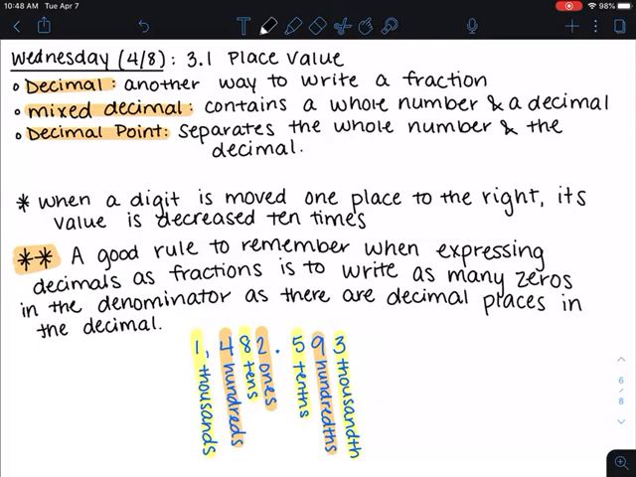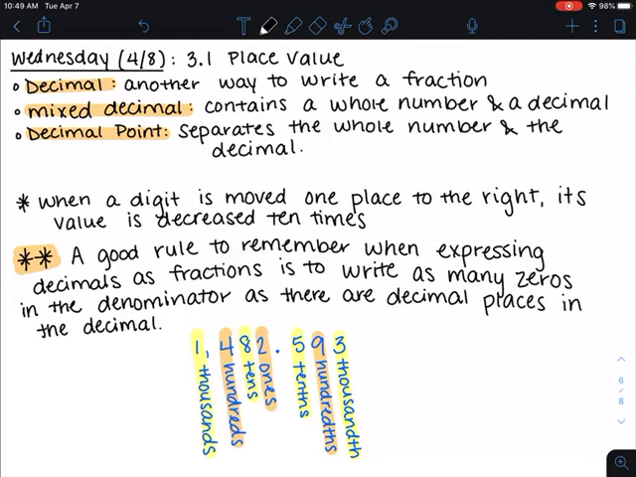A mixed decimal, such as 5.47, contains a whole number and a decimal. The decimal point separates the whole number and the decimal. The decimal point is read "and" or "point." So for instance, the number 7.3 can also be read as 7 3/10. And the number 3.29 is read as 3 29/100, or again 3.29.